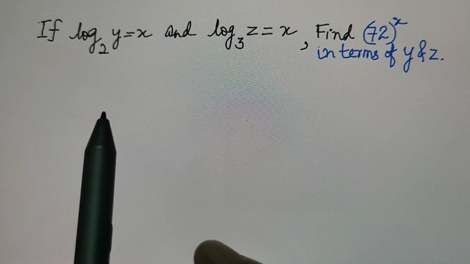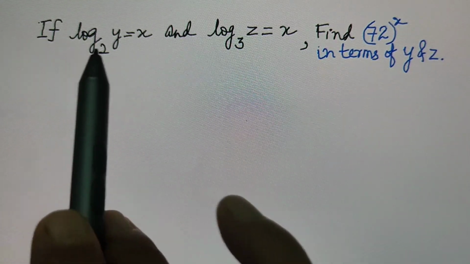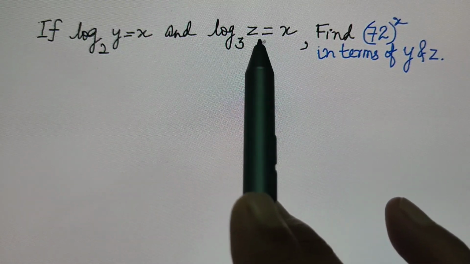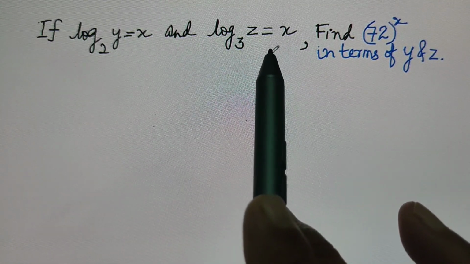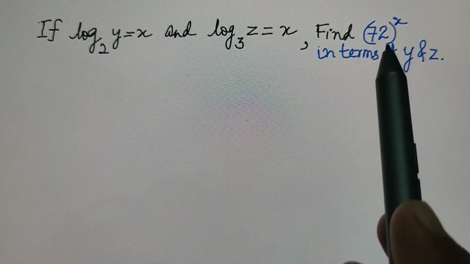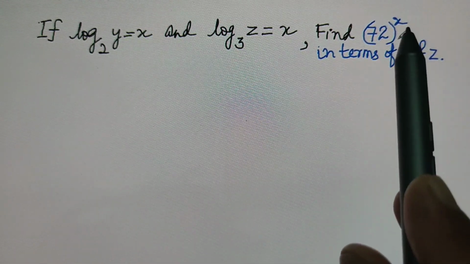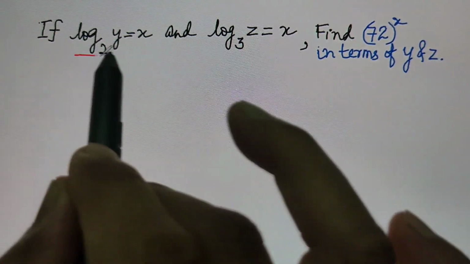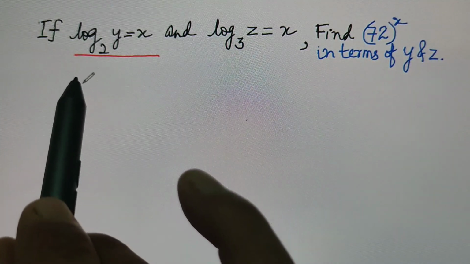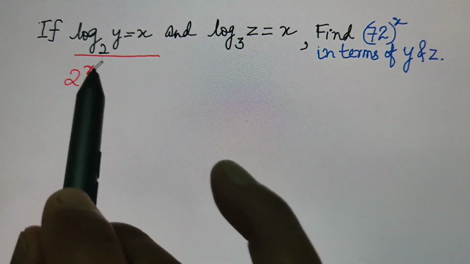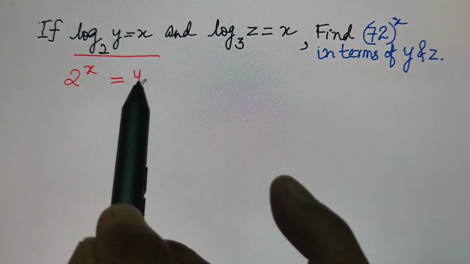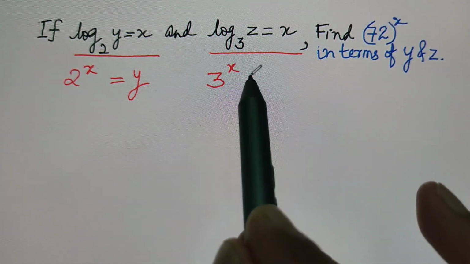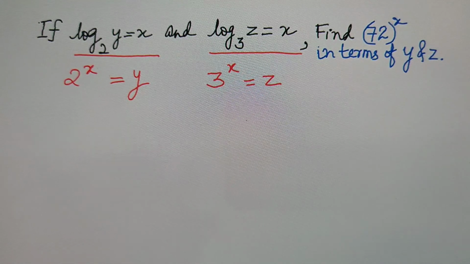Here we have the next question where we have log of y to the base 2, which is equal to x. Then we have log of z to the base 3, which is again equal to x. We have to find the value of 72 to the power x in terms of y and z. Now, how can we write this? Now, this can be written as 2 to the power x, which is equal to y. And this can be written as 3 to the power x, which is equal to z.